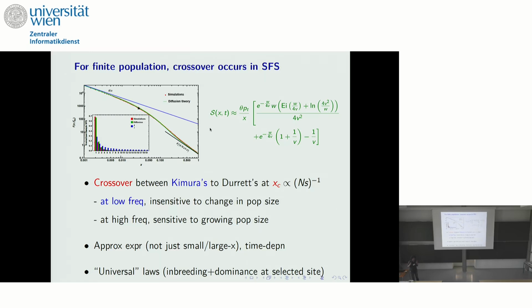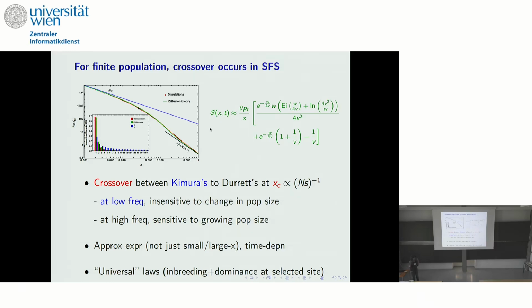So let's just try to understand this result a bit. If you have no selection, then we are in the Kimura regime. That means the crossover frequency has gone to infinity, and I expect 1 by x all through. On the other hand, if I have a very large population, I expect Duret's result all over. So therefore, there's a crossover in between. That's not unexpected.